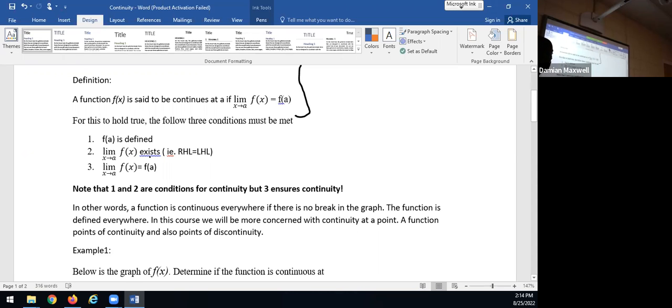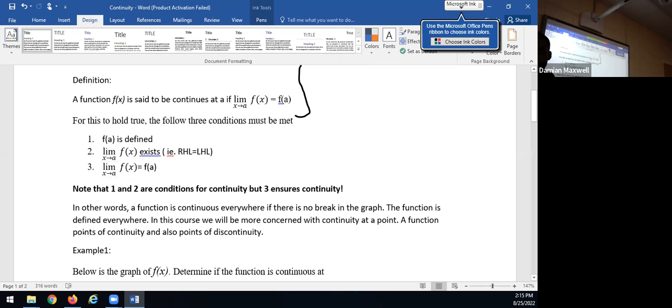Don't forget that. And finally, this is the main part that ensures continuity, because this is basically a combination of those first 2. So we're saying that the limit value must equal the function value. And that's the only way it's going to be continuous. So like, let's say the limit as x approaches 3, that whole thing has to equal f of 3. Yes, they must be the same.